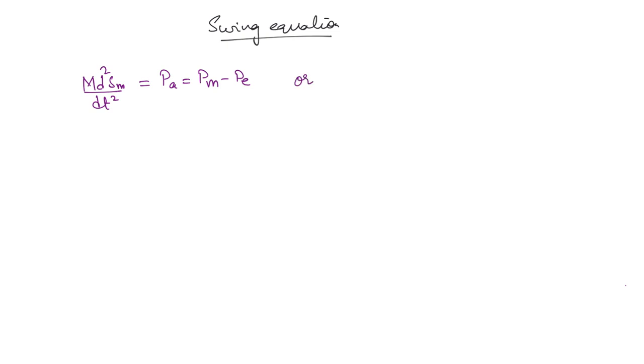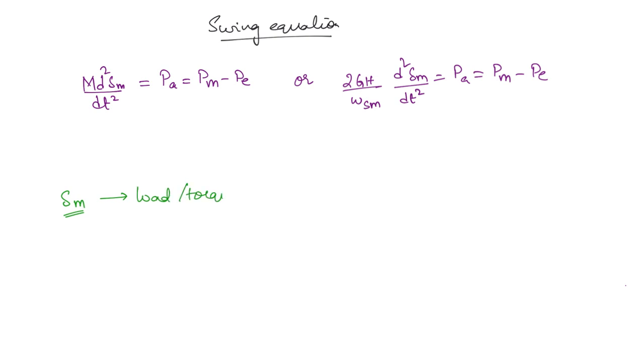This is one form, and another way is (2GH/ωsm) d²δm/dt² = Pa, which is Pm minus Pe. First we will discuss δm. This is the load or the torque angle.